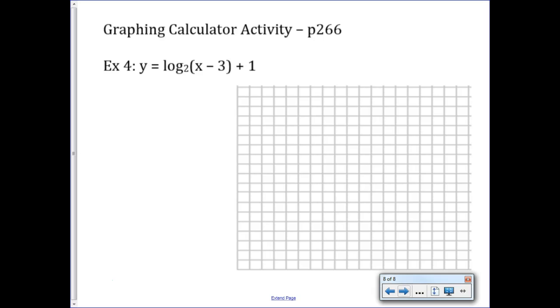So that being said, this graphing calculator activity asks us to type in this to our graphing calculator. Well, we're going to have to use change of base to do that. So to type this in, we would have to put log of x minus 3 as our numerator and log of 2 as our denominator, and then we would add 1. From there, it's just going to ask you to plug into your table, plot some points. I think you guys can do this. You have done this many, many times.